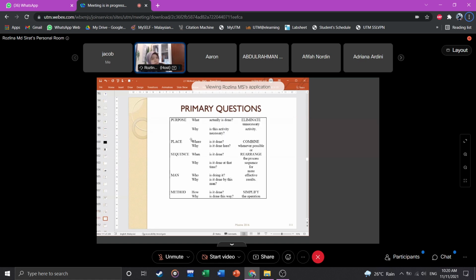Here you can see the primary question: purpose, place, sequence, method, which is the question is what, why, where, when, who, how. Each question has a why question, in order to eliminate the unnecessary activity, to combine whenever possible, or rearrange the process sequence for more effective result. And also, if the question is how, it is to simplify the operation.